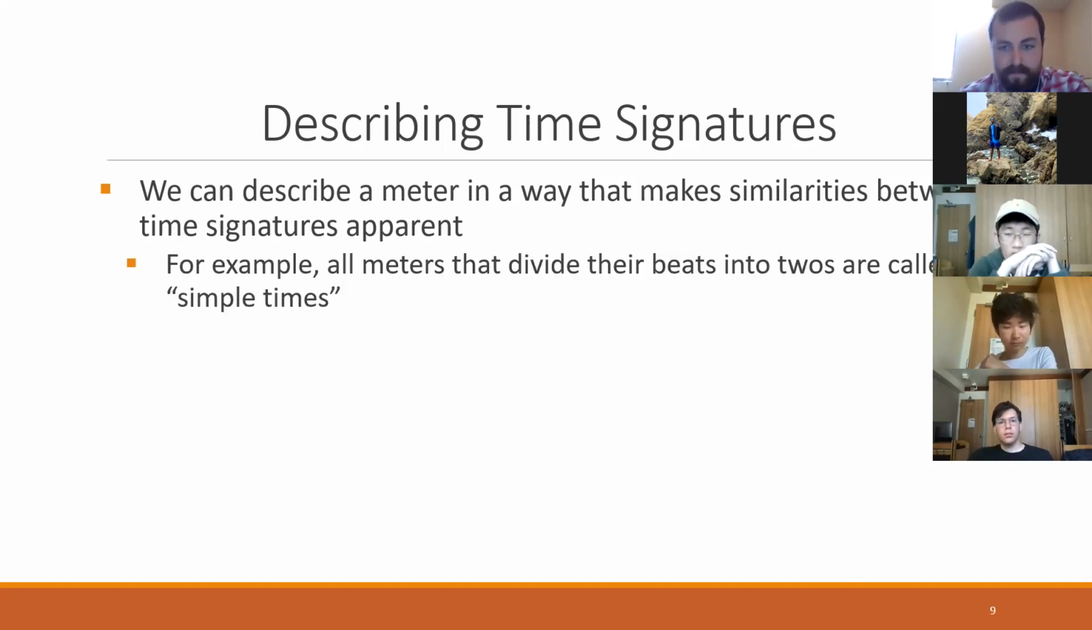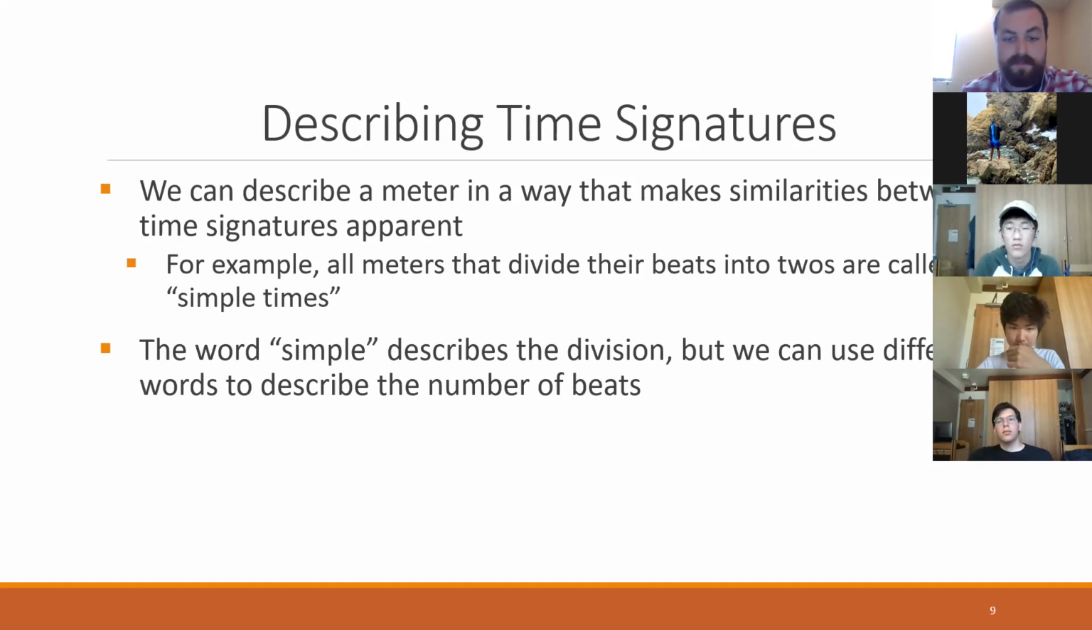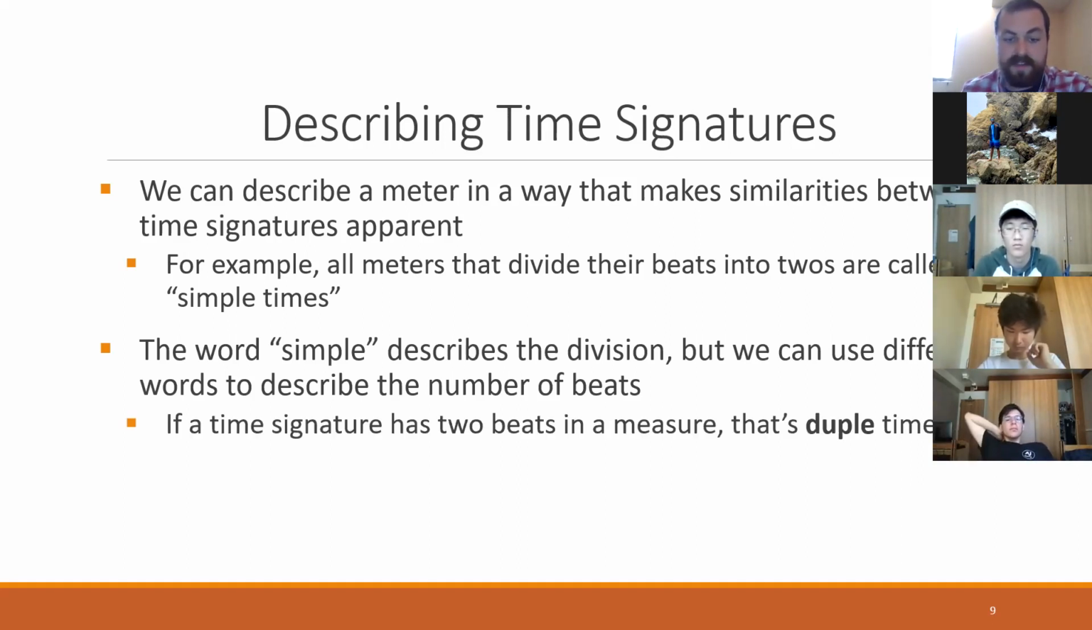For example, all meters that divide their beats into 2s are called simple times, the point of today's lecture. So if it divides into 2s, regardless of what gets the beat or how many beats in a measure, we call those simple times. The word simple describes the division, but we can use different words to describe the number of beats. For instance, if a time signature has 2 beats in a measure, whether it's 2/4, 2/2, or 2/8, we call it duple time.